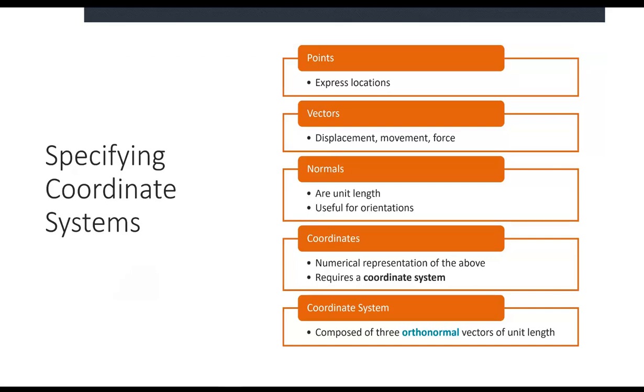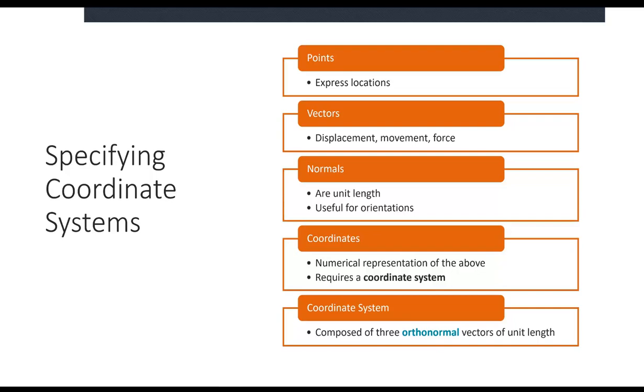So of course, first we have points, right? So points are going to be used to express locations versus vectors, which are going to be used for things like displacement, movements, and forces, right? So this is going to represent maybe a difference between one location and another. Normals are going to be unit length vectors that we use to describe orientations, right? So a normal is going to be orthogonal to a surface. So again, perpendicular, and unit length just means that it is of length 1.